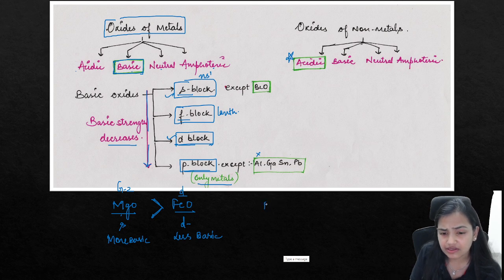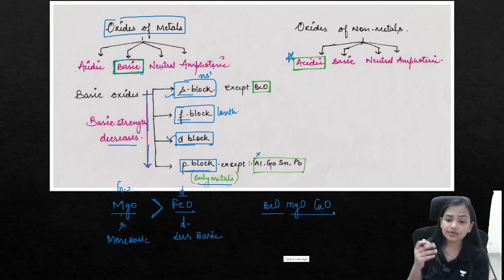Now if there is a comparison between beryllium, magnesium, calcium, then what will happen? We have BeO, magnesium oxide, calcium oxide. Now how will you determine? So guys, where these elements come, we just need to see that, okay.